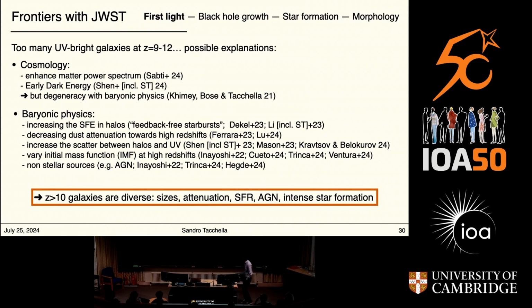And so in summary, I think we cannot rule out or rule in any of these scenarios. I think the redshift above 10 galaxy population is actually very diverse when it comes to sizes, attenuations, star formation rates, AGN activity, and also intensity of star formation, which of course is very exciting, because this means that probably all of these mechanisms play some role.